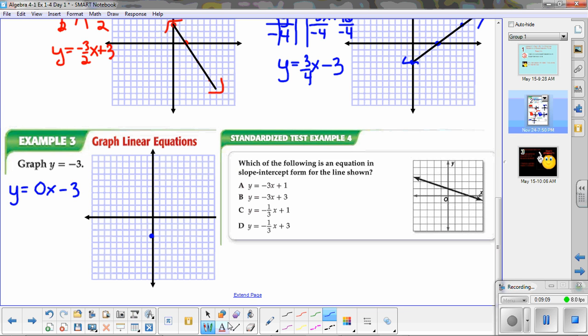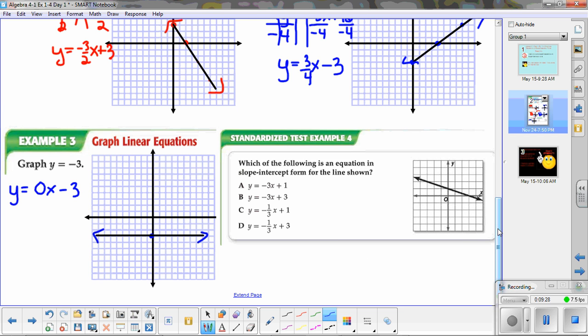Remember slope guy or slope dude? This is 0 fun. When he's skiing on a flat surface like that, that is 0 fun. That's what a slope of 0 looks like. So there's the equation y equals negative 3.